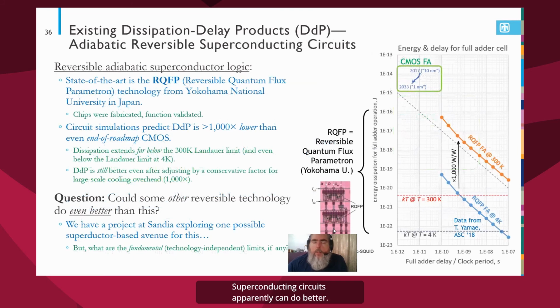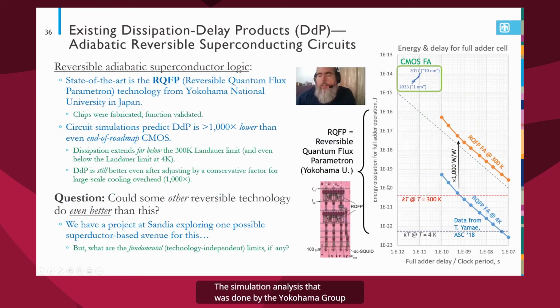Superconducting circuits apparently can do better. So the simulation analysis that was done by the Yokohama group shows that their reversible superconducting technology in theory can have a dissipation delay product several orders of magnitude below that of even end of roadmap CMOS, and even if you make a conservative estimate of cooling overheads, it still comes out somewhat better. So if CMOS does better than predicted, maybe these would be about on a par, but it's still very interesting that this very new technology is already doing better, at least in simulation, than even end of roadmap CMOS.